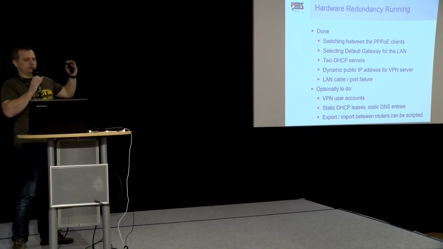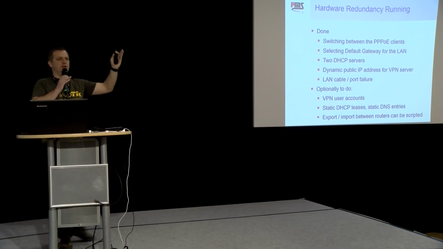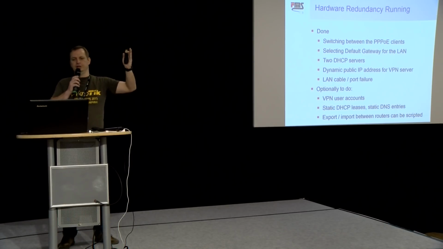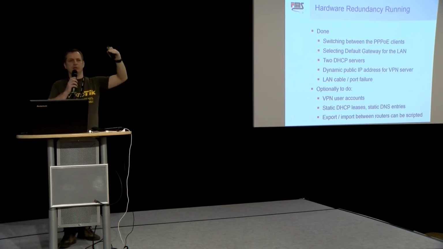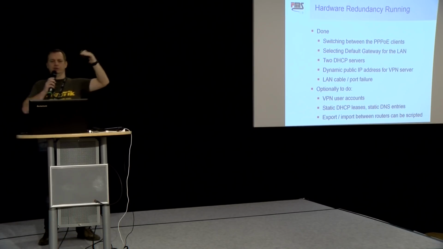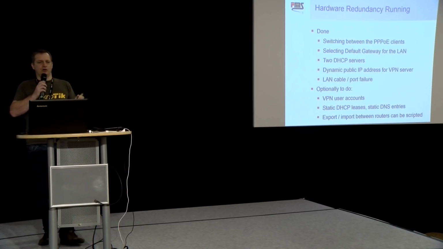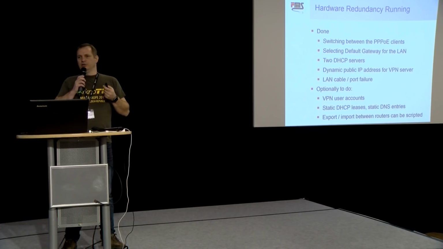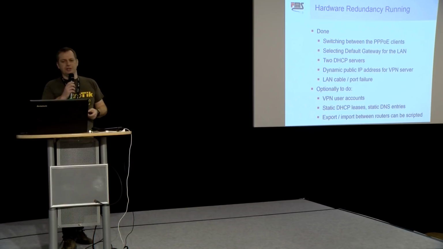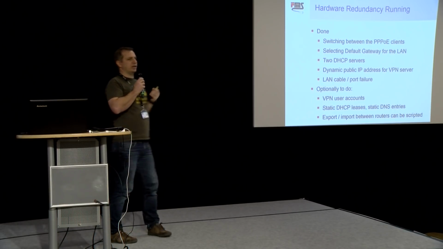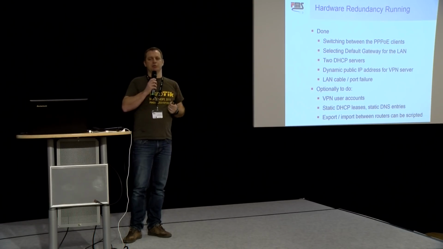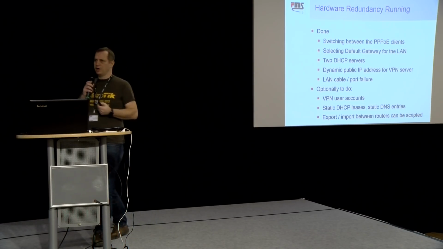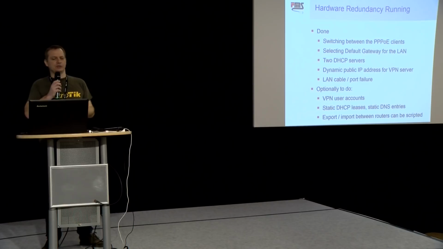What we did is we switched between two PPPoE clients by using VRRP. We selected the default gateway for the local area network by using VRRP. We saw how to take caution for two DHCP servers. We have a solution for dynamic public IP addresses on the VPN server, and we had a look at the special case of not a router failing, but just a cable being unplugged. So by now you have hardware redundancy in place.